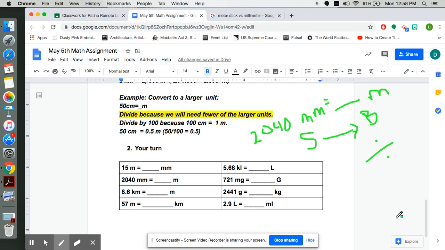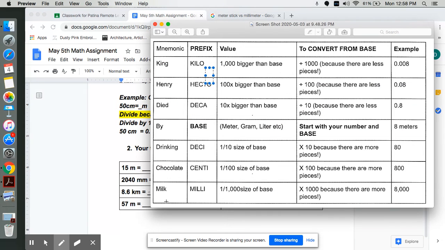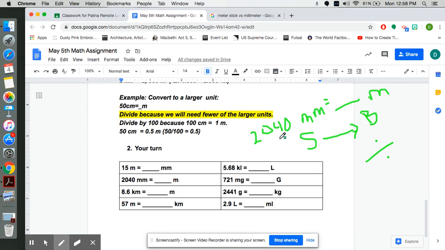So this time, guys, instead of doing the multiplication piece, we're going to be going the other direction on the table. So we're going to be starting here and working our way up. So we are going to be dividing. If we go this direction up the chart, we're going to be dividing. If we go down the chart, we're going to be multiplying. So I have to do 2,040 divided by 1,000.